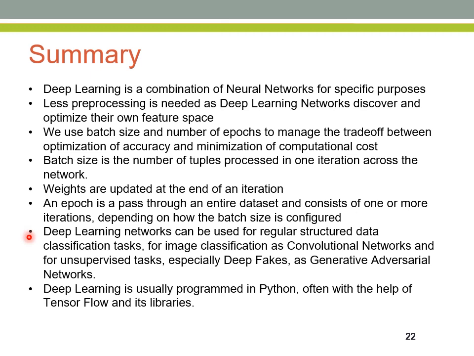Now, deep learning networks can be used for regular structured data classification tasks, for image classification as convolutional networks, and for unsupervised tasks, especially deepfakes, as generative adversarial networks and more. Deep learning is usually programmed in Python, often with the help of TensorFlow and its libraries. And now, let's go on to our next video in which we talk about TensorFlow.